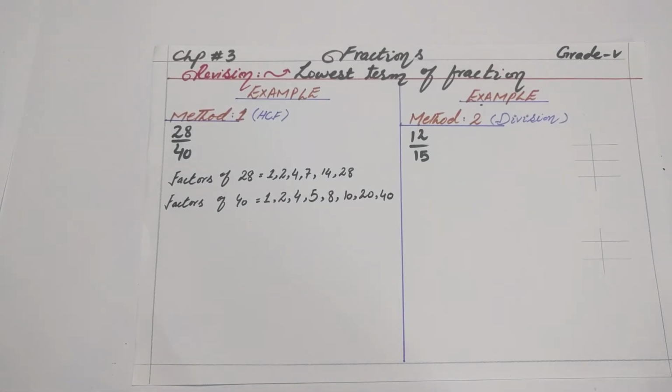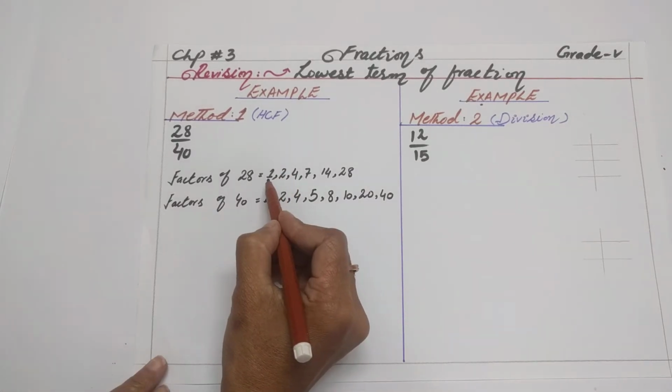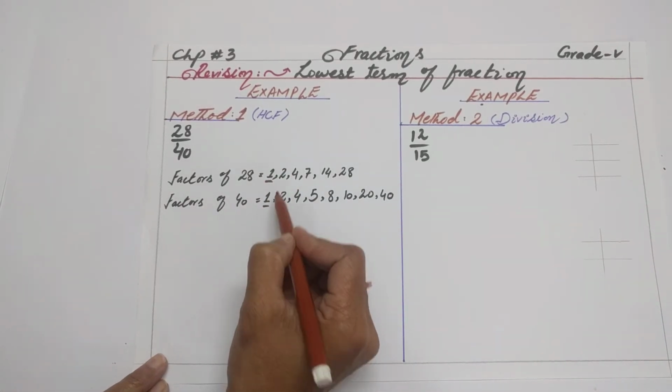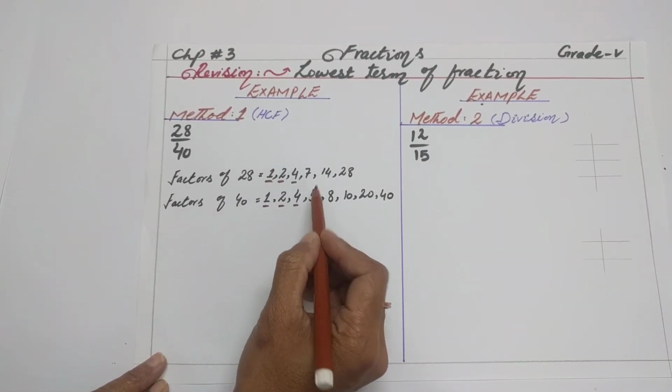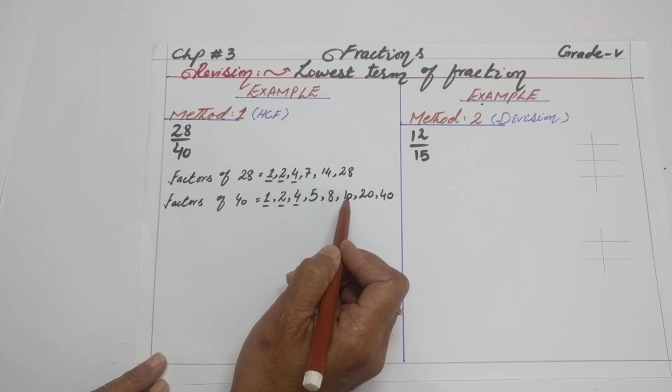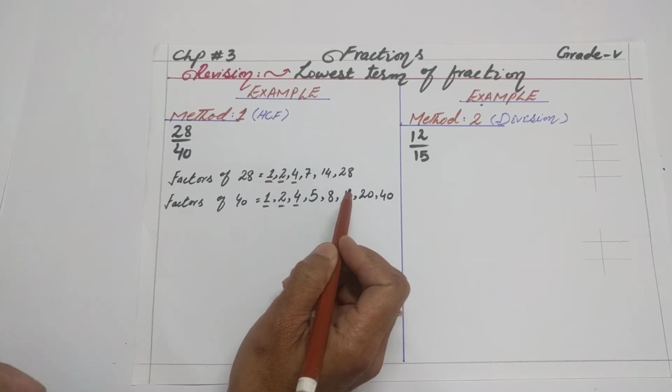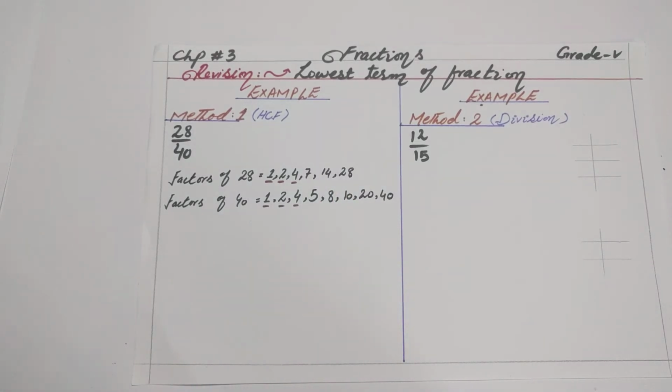Now we will choose the factors which are common in both. 1 is common in both, 2 is common in both, 4 is common in both. Is there any other factor which is common? No, there is no other common factor. Now to find the lowest term, as I told you, to reduce a fraction, divide the numerator and denominator by their HCF.